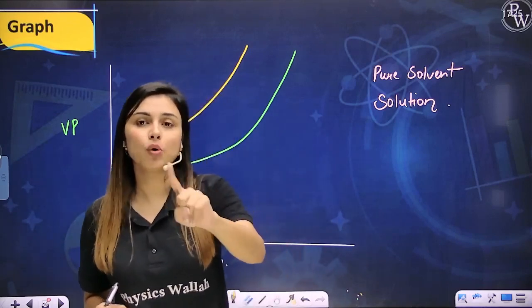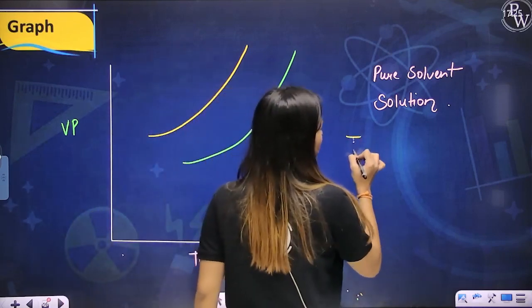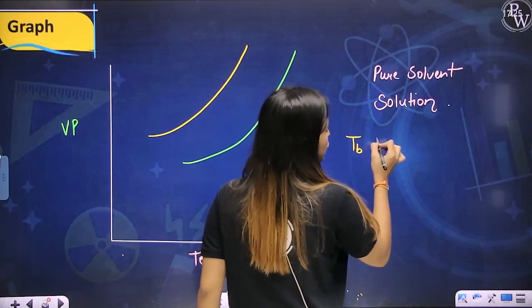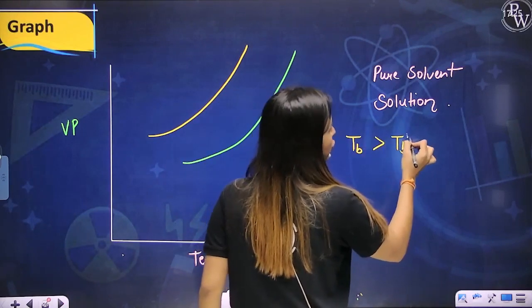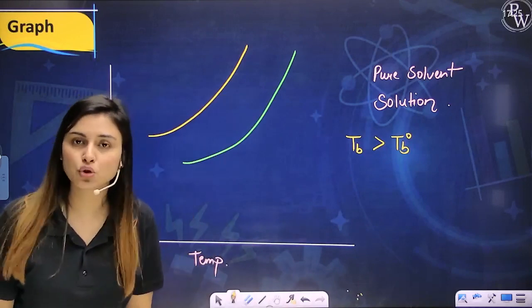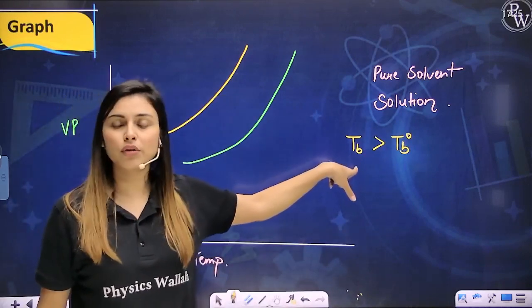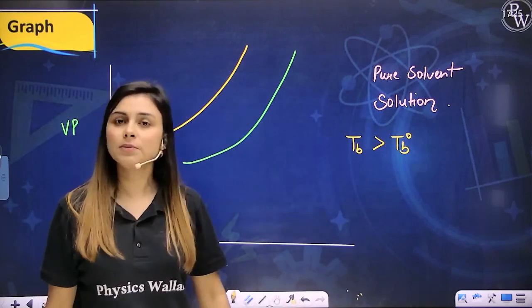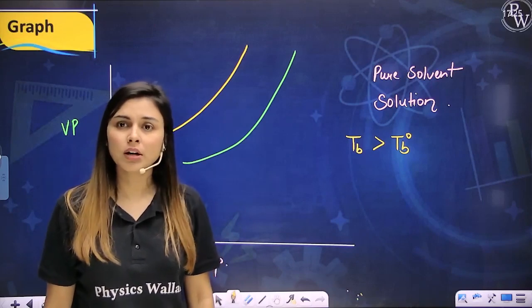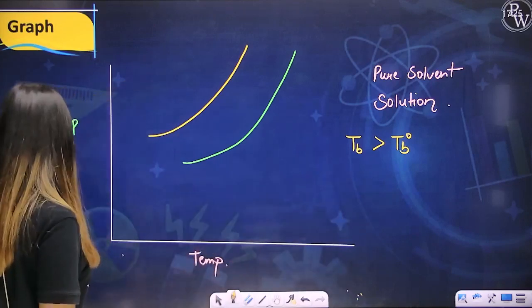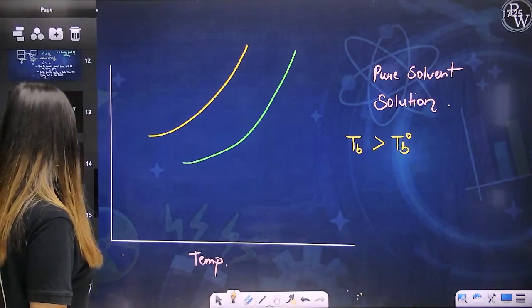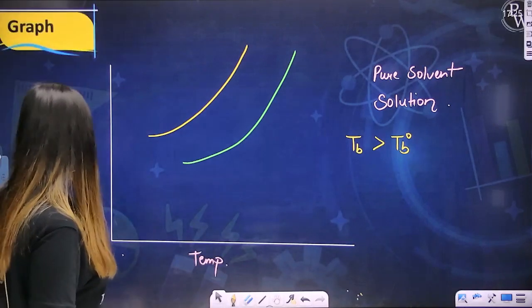You know that the boiling point of your solution is always more than the boiling point of your solvent, pure solvent, right? You know this, that the boiling point of your solution is always more than the boiling point of your solvent, right? I hope this is clear with you.